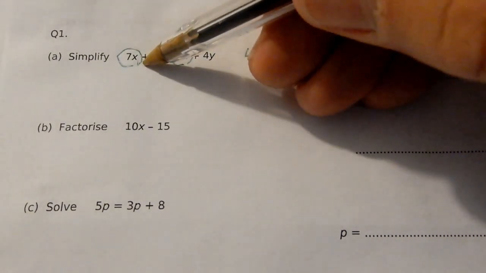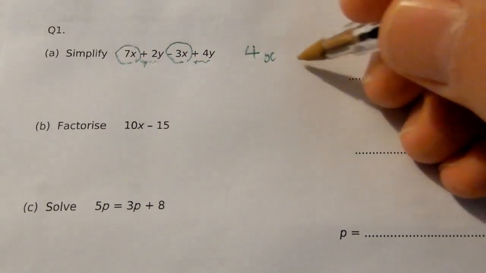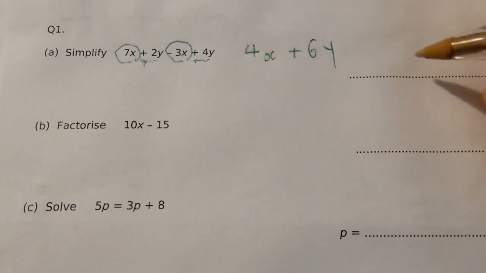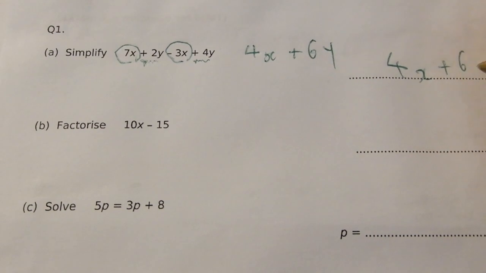Okay. And then the next thing we've got to do is add 2 yogurts and add 4 yogurts. So that's 6 yogurts. 4 eggs plus 6 yogurts.